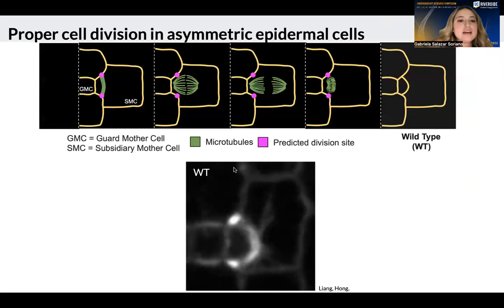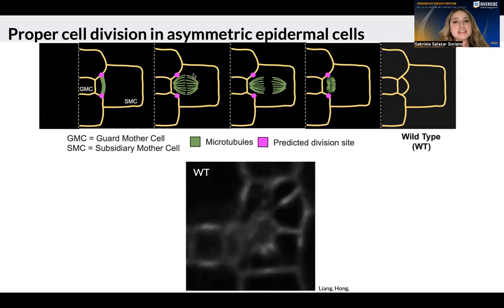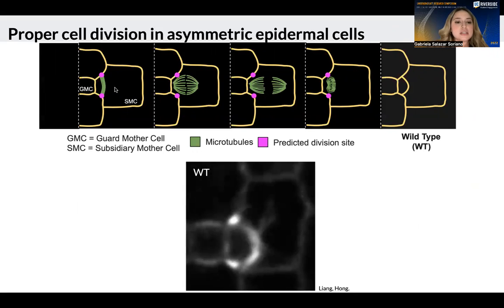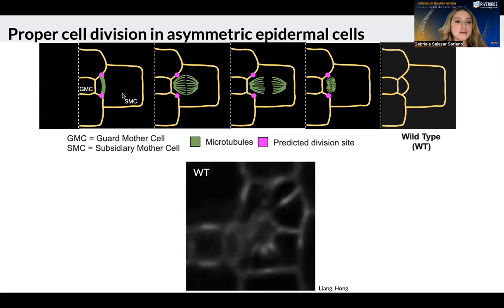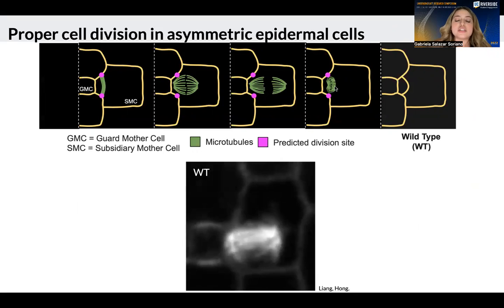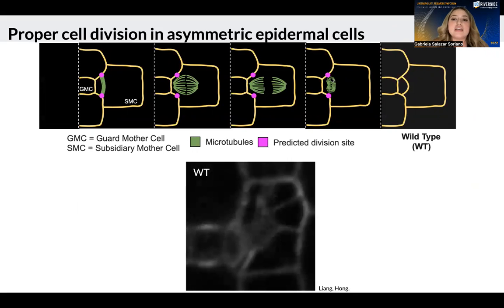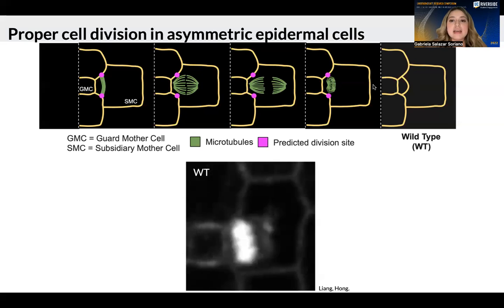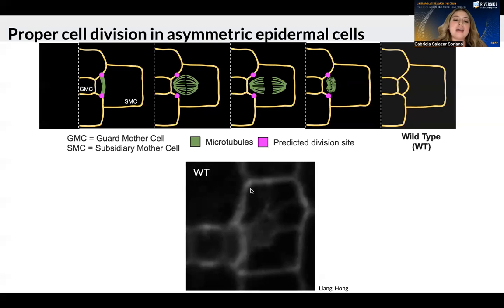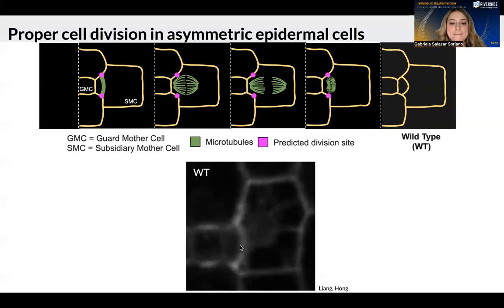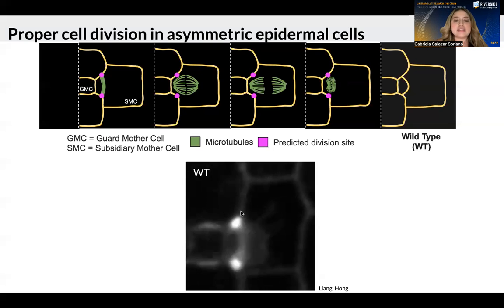And so in asymmetrically dividing cells, you have a subsidiary mother cell divide to form the subsidiary cell and the pavement cell. And again, in these cell divisions, you see the predicted division site, which is the location in which the cell wall will be placed. And this structure is a microtubule structure, which helps lay down the cell wall. And this is a movie taken by Lian Hong of a wild type cell undergoing mitosis. And as you can see here, the cell wall is placed at the correct division site.